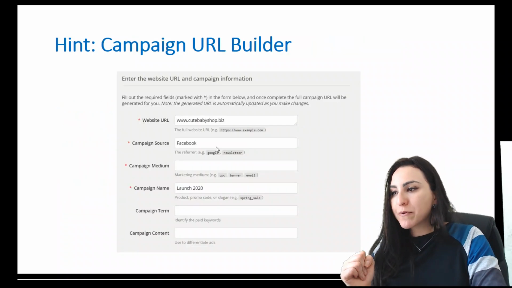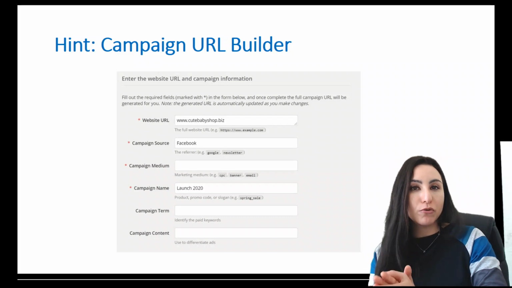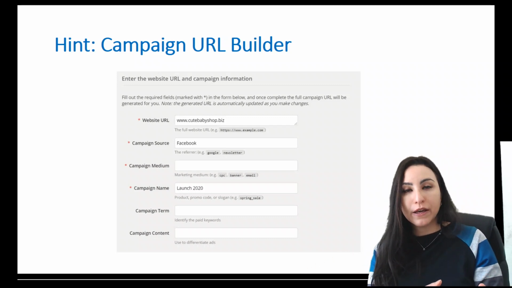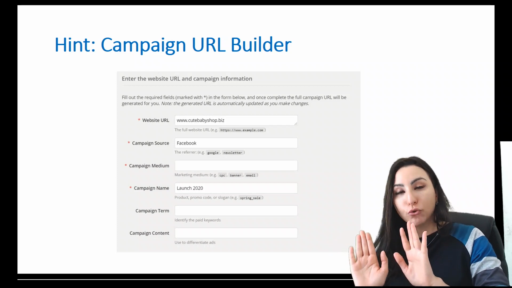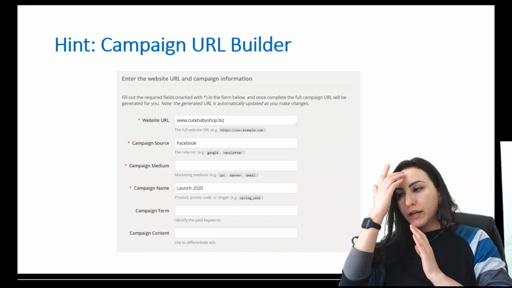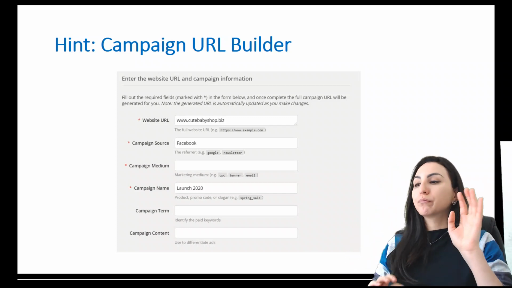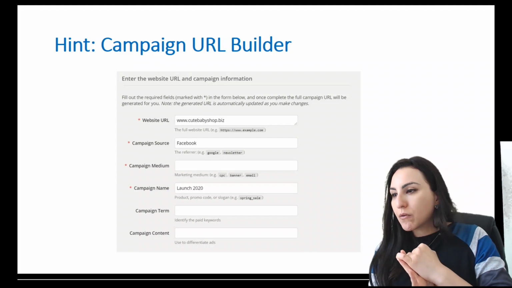All right, the campaign source. Campaign source is Facebook. This is the platform I'm using. If it was Google Shopping, then it would be just Google. So here Facebook is the campaign source. If it's Google, then Google. If it's Instagram, then Instagram.